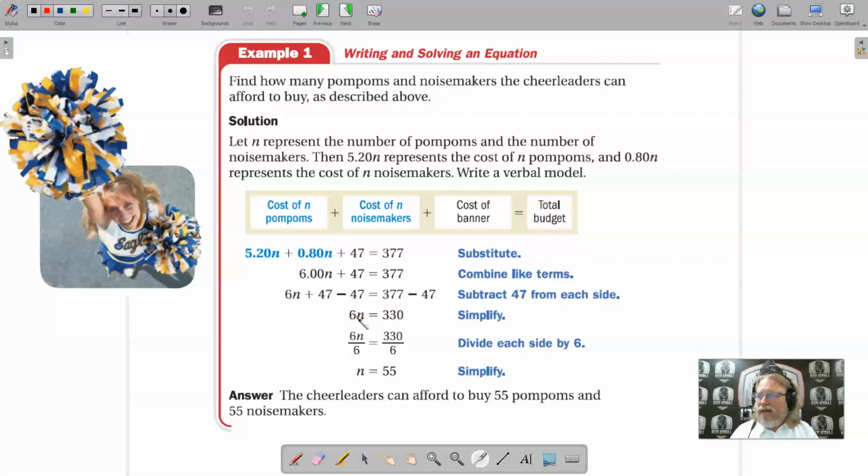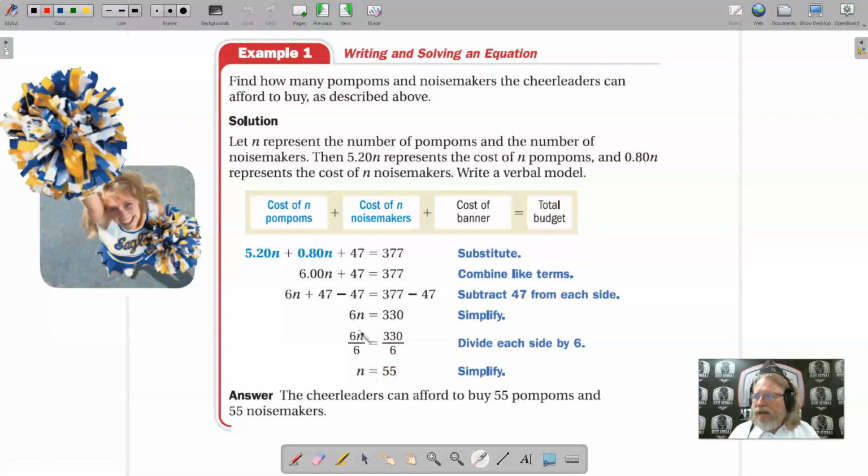Now the 6 is tied to the n through multiplication. So we're going to use division, a fraction, to undo that. We're going to divide by the very number we wish to get rid of, which is 6. And what we do to one side, we're going to do to the other. Then we know that the 6s are going to cancel each other, leaving us with just n. And 330 divided by 6 equals 55. So our solution is that n equals 55.